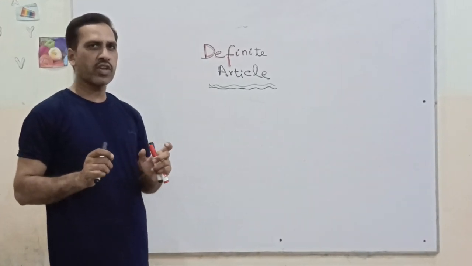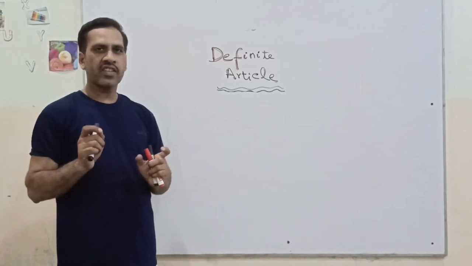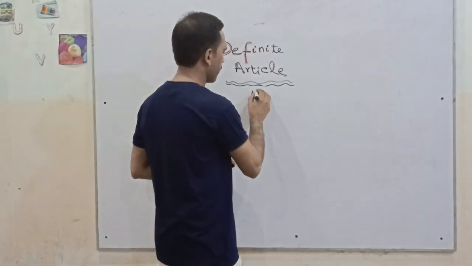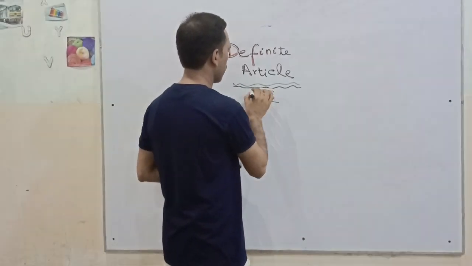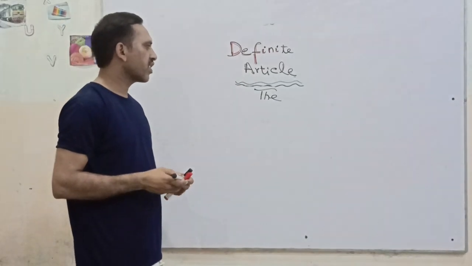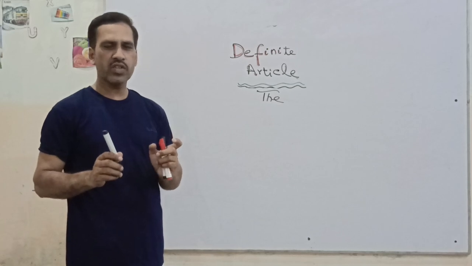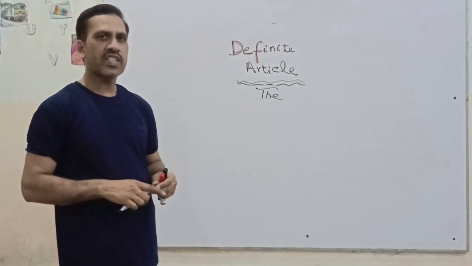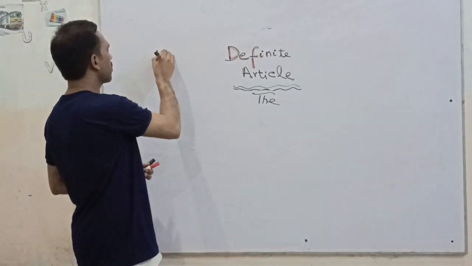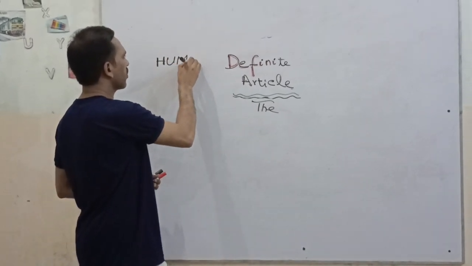Today we are going to learn about the uses of the definite article, and "the" is the only definite article. "The" is used with specific nouns as well as specific things. So the word human you must always remember. Human.